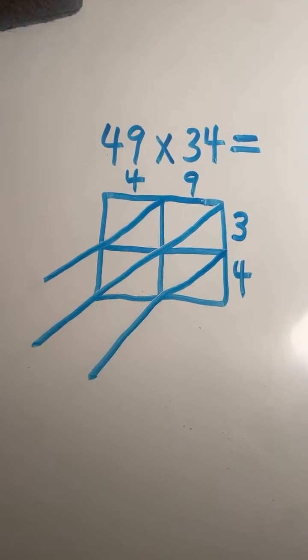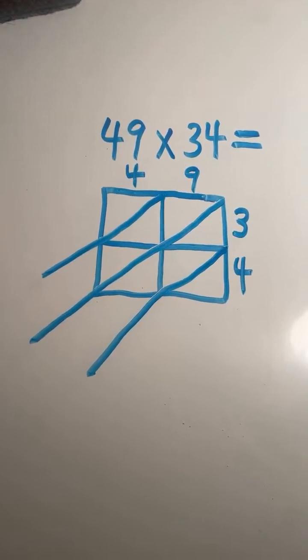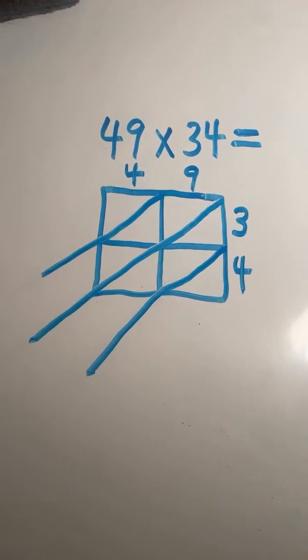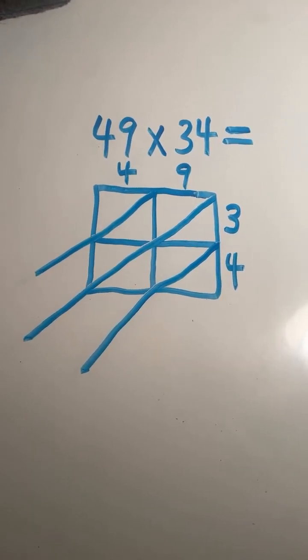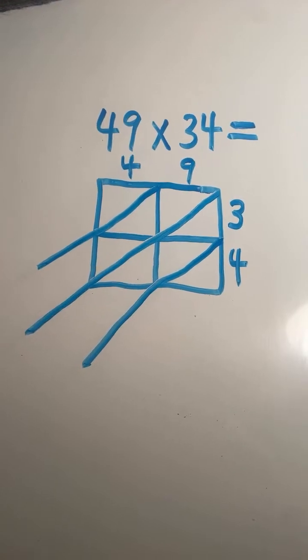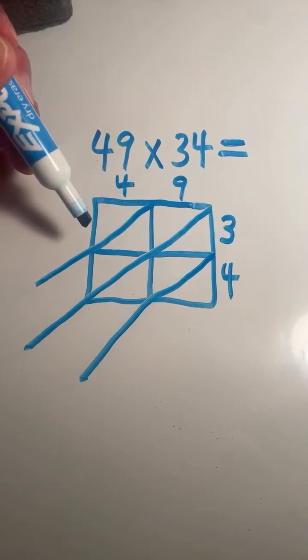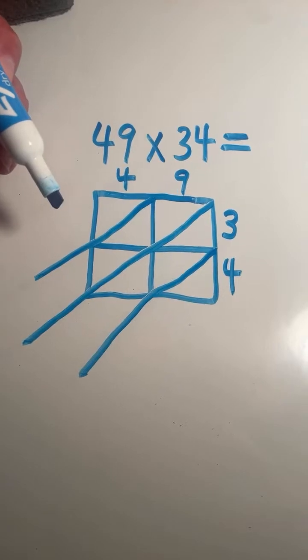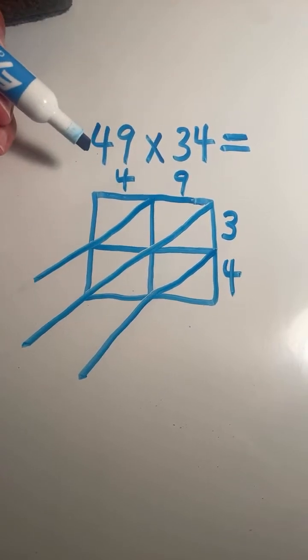So this live stream is going to focus on 2-digit by 2-digit multiplication using the Lattice method. My first example problem is 49 times 34. I have my Lattice method model here, and I'm going to go through step by step how to solve this problem using the Lattice method.